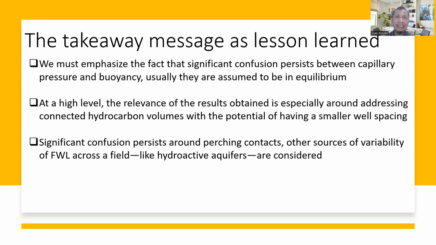The last thing is that perching contacts in reservoirs can lead to confusion and variability in the free water level and hydrocarbon distribution, while few perching cases involve no hydrocarbon below the free water level, and a hydrodynamic aquifer can be associated with both free water level differences and residual hydrocarbon. In a more complex reservoir history, tilting of the reservoir can result in the appearance of hydrocarbon below the free water level.